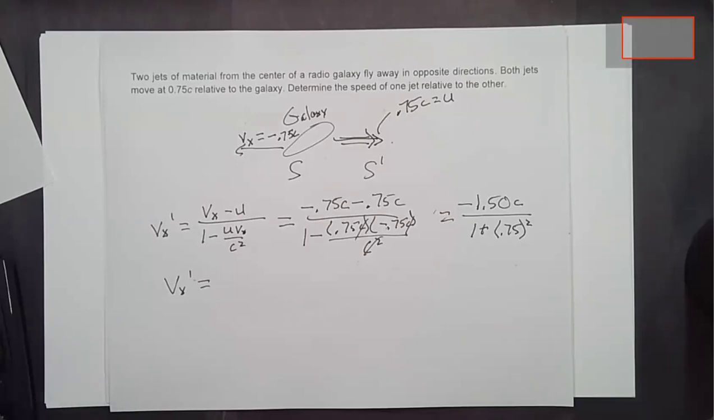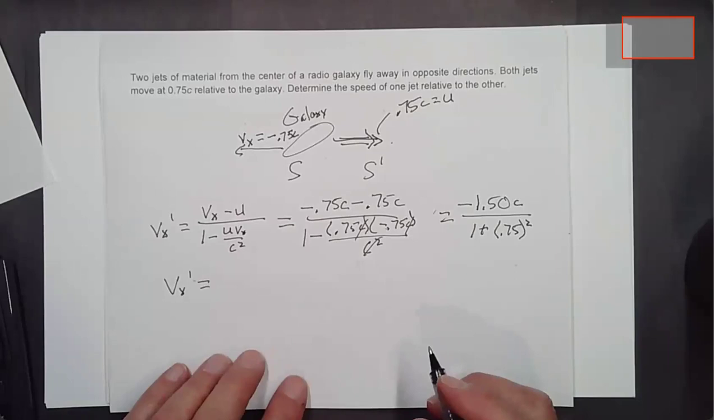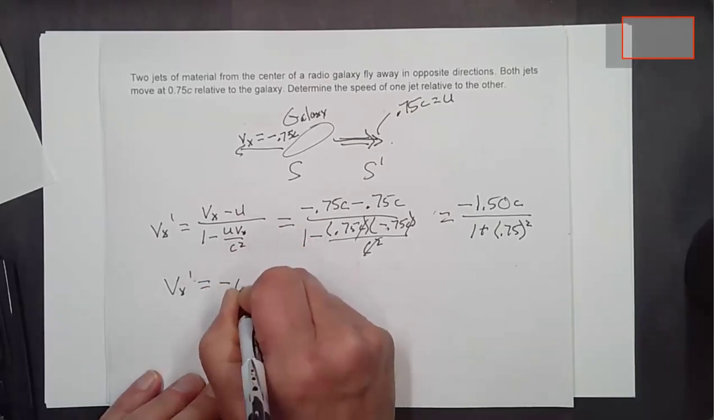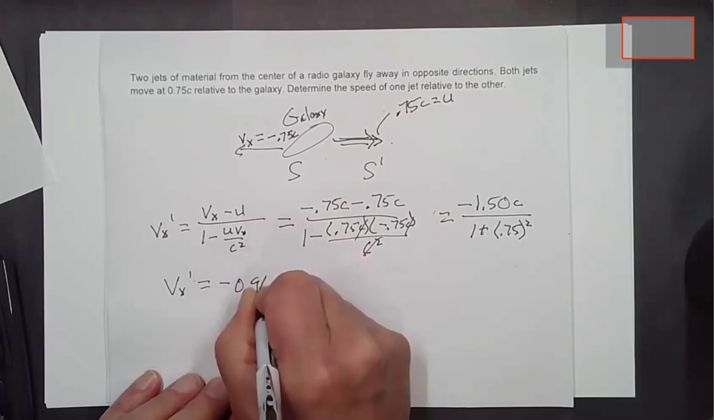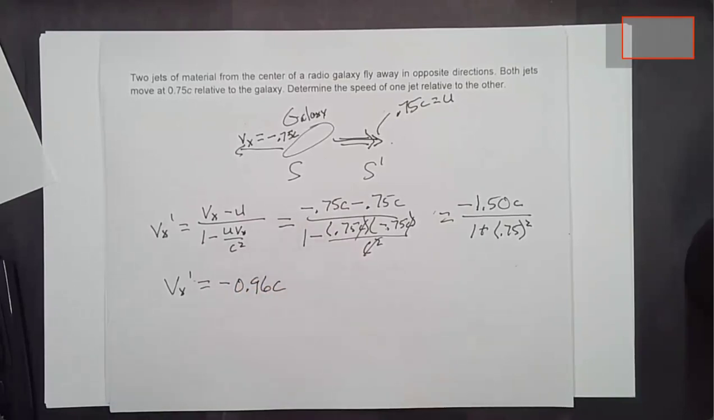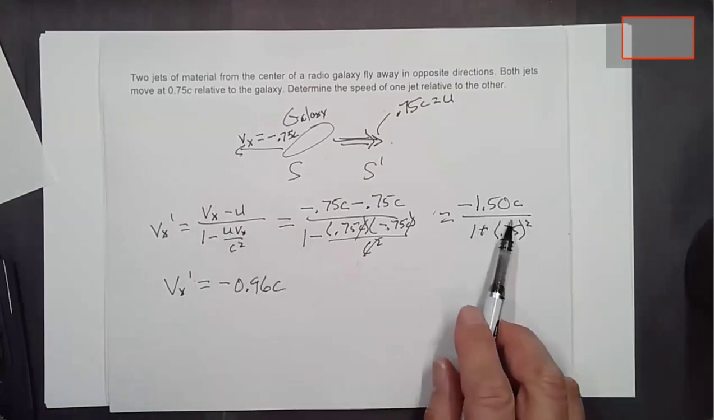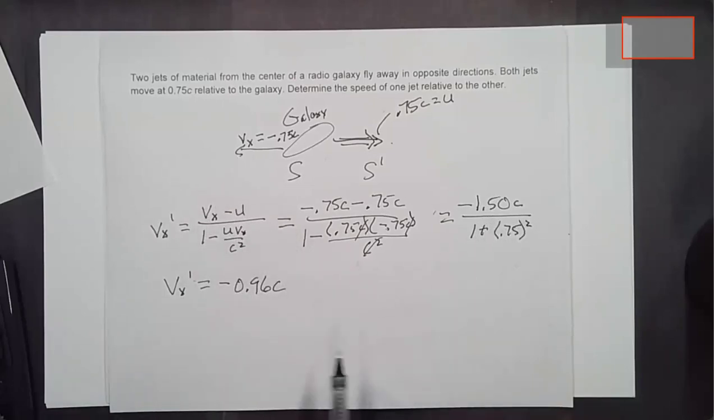As is often the case, I had to recalculate this. I get minus 0.96 times the speed of light. So the speed of this thing, which the Galilean prediction is 1.5 times the speed of light, is minus 0.96 times the speed of light. So that one worked out.